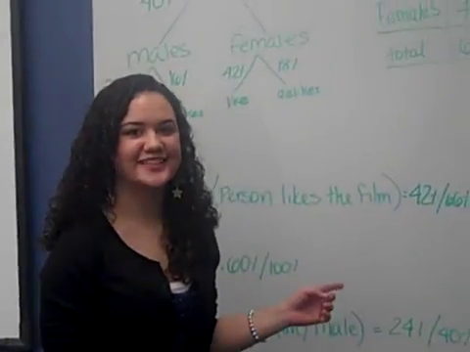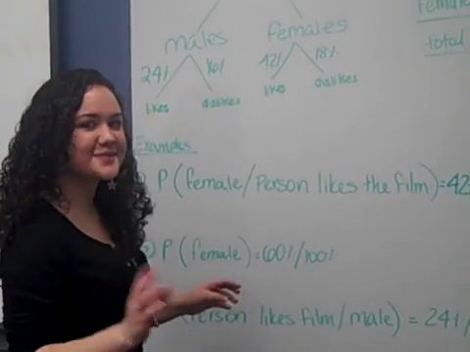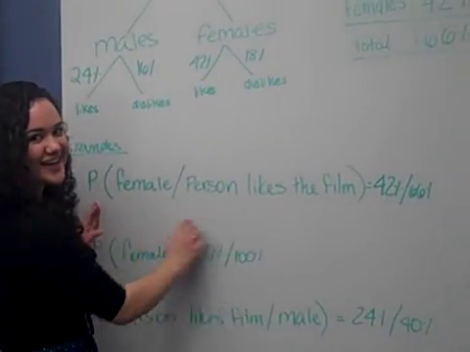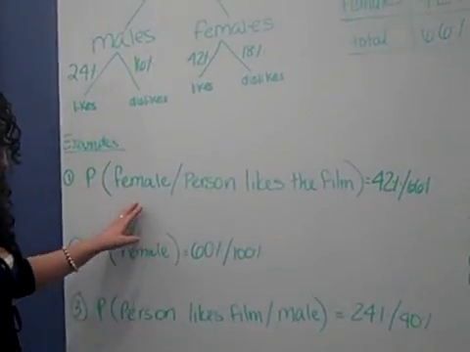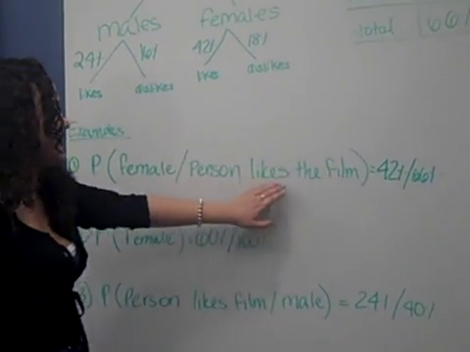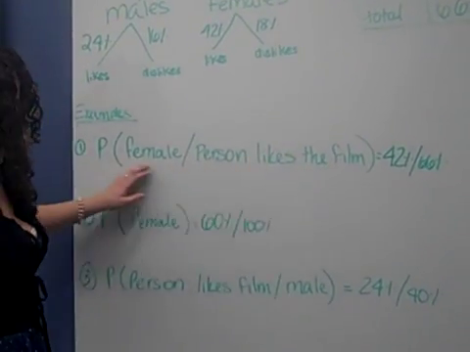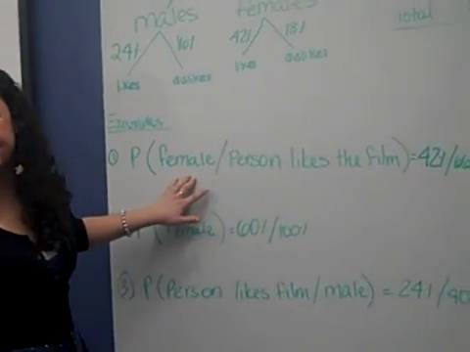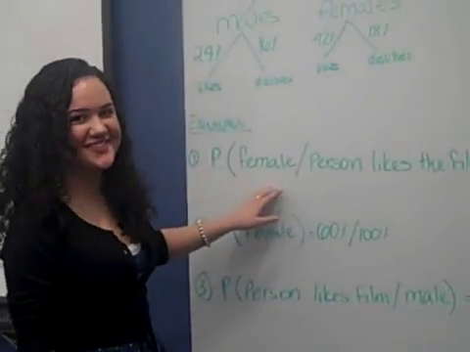Okay, we're back again because Mr. Olson asked for us to explain that this is not a fraction. This means that if a person likes the film, what's the probability that it's a female? Right, Mr. Olson? Right. It's not a fraction, guys.